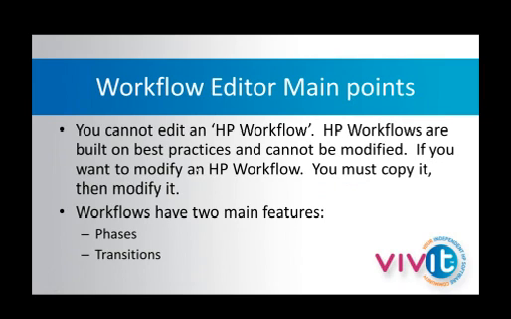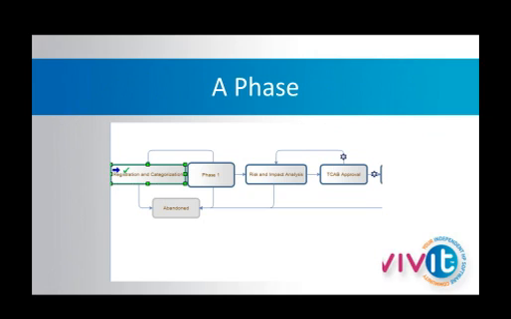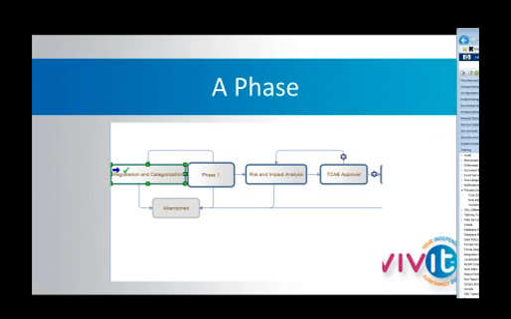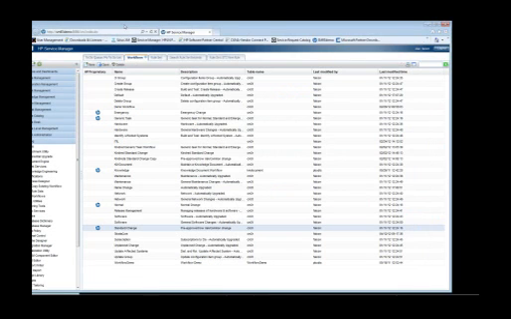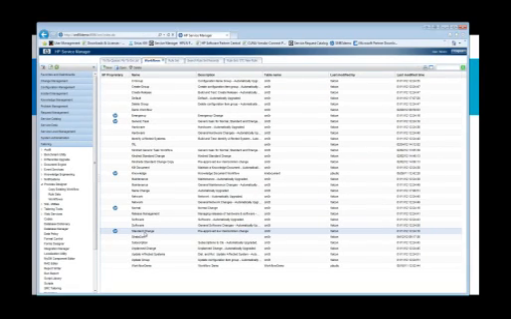So workflows have two main features: phases and transitions. So phase, let me pull up my workflow. And one of the first things you'll notice if you download this or have a site you can go to is that you have to double click on the actual workflow to get it to come up. And Workflow Editor only works in the web client, does not work out of the Windows client. So Rules Editor does, Windows client, but not Workflow Editor.